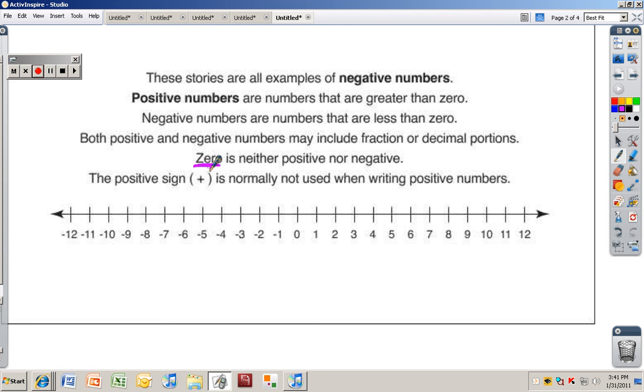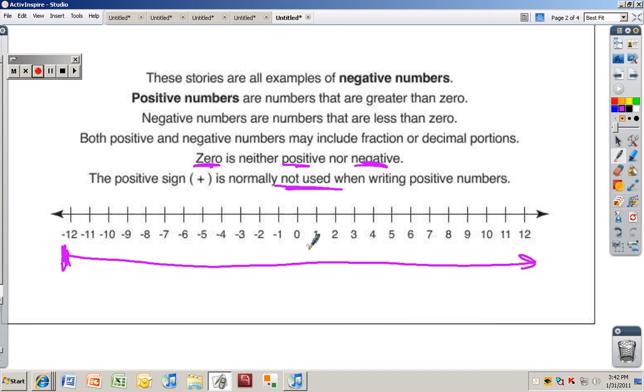0, what do you think 0 is? It's 0. It's not positive or negative. We don't say that it's positive 0 or negative 0. The positive sign is normally not used when writing positive numbers. So here's a number line starting down at negative 12, really low. That's like you owe someone $12, or you lost 12 yards when you were running the football, all the way up to positive 12. And notice that on all the positive numbers, there's no plus sign, because we assume that if a number has no sign by it, it's a positive number.